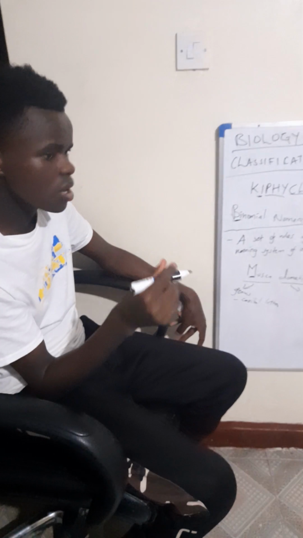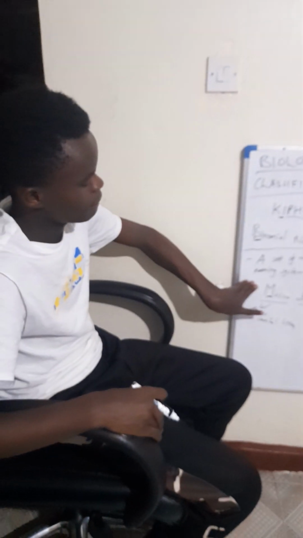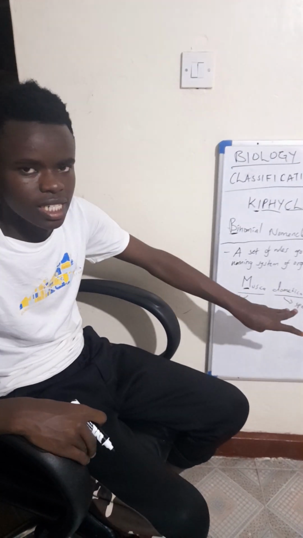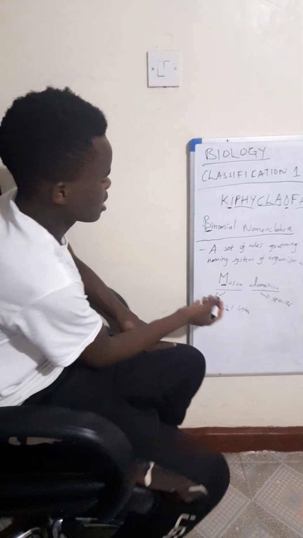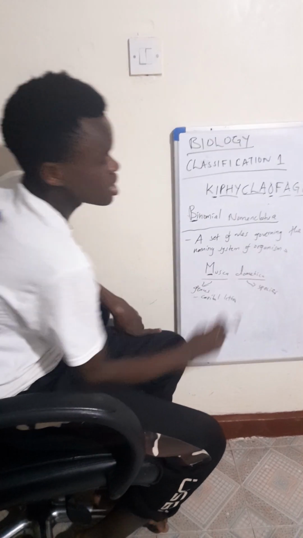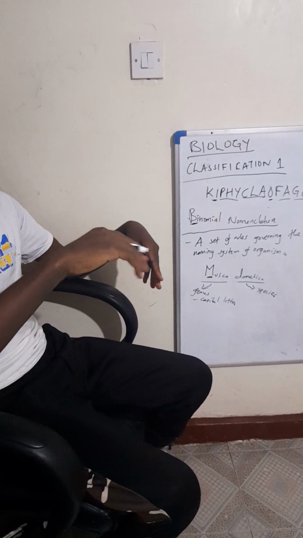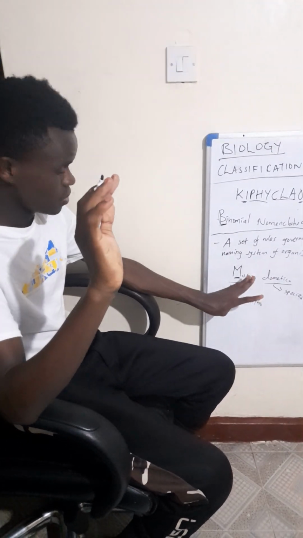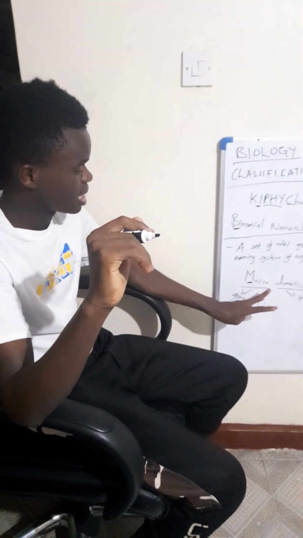The first name, which is the generic name, must start with a capital letter, while the species name is written in small letters. After you've written the first name in a capital letter, all the rest are in small letters.